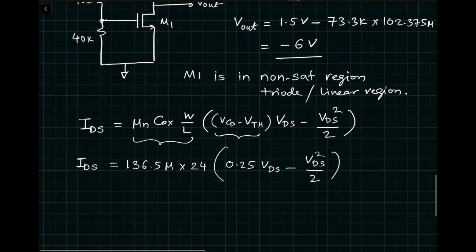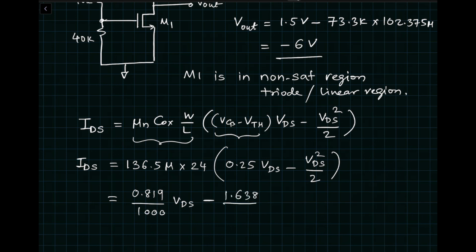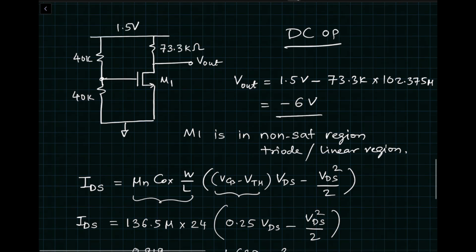We can also rewrite this as 0.819 divided by 1000 VDS minus 1.638 divided by 1000 VDS square. This is one equation that we have. The second equation we have is the current flowing here is IDS and output voltage Vout is VDS. In this particular case, we don't know what IDS is and we don't know what VDS is. So we're trying to figure out both the values.